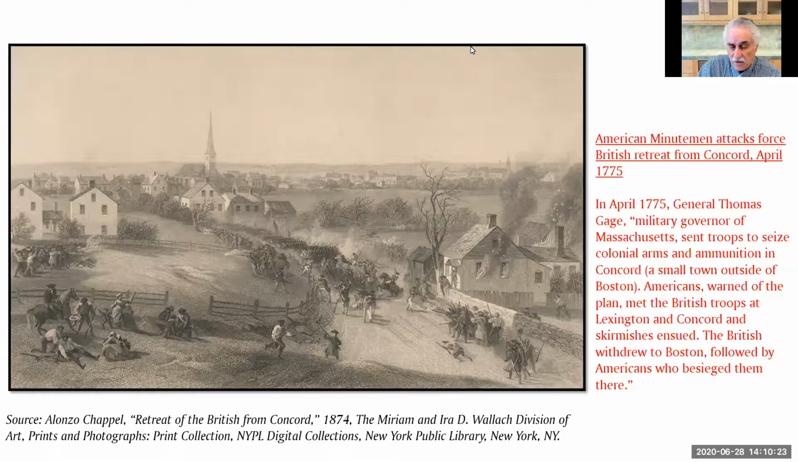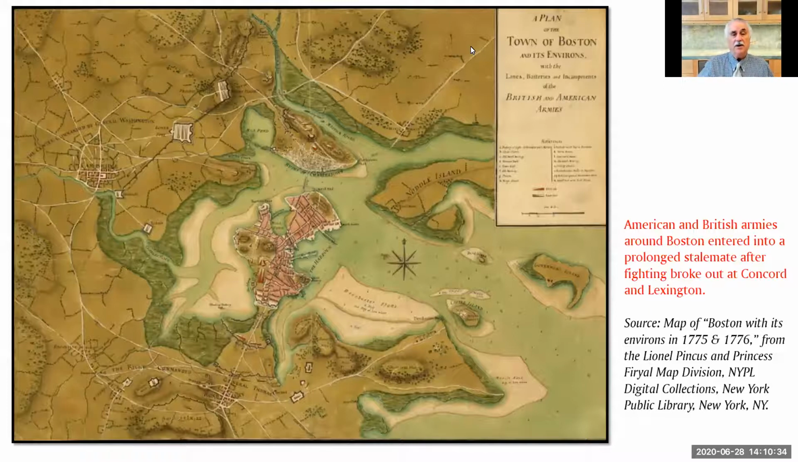So the British troops withdrew and went back to Boston. The Americans followed them there, and then there was a standoff for almost a year. You can see here, American and British armies entered into a prolonged stalemate after the fighting broke out at Concord and Lexington. It's a little hard to see, but in the center you can see Boston, and then in the upper left, the American forces and their camp, and then on the bottom, the English forces and their camp.